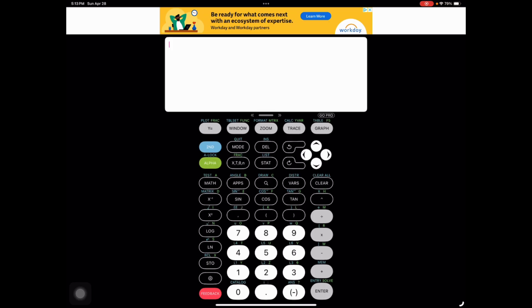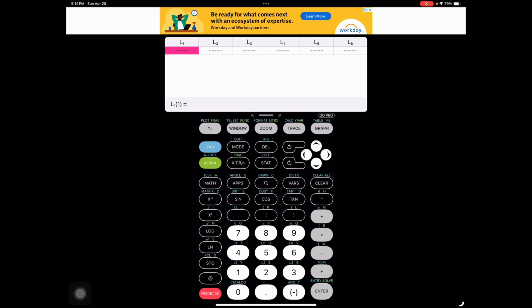So we are going to go to Stat, and then we are going to pick option 1, which is Edit. If there's anything in that list currently, you're going to go up to L1, hit Clear, and Enter, and it will clear out all of the data points. Now we're going to enter all of our numbers.